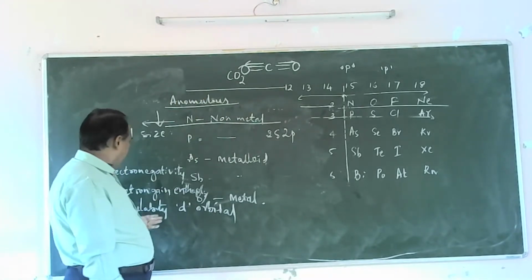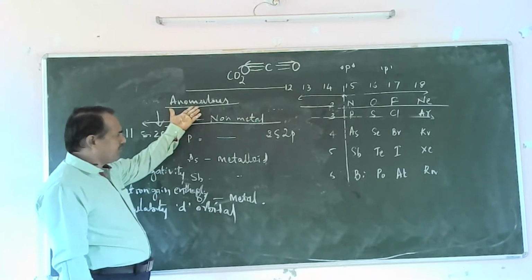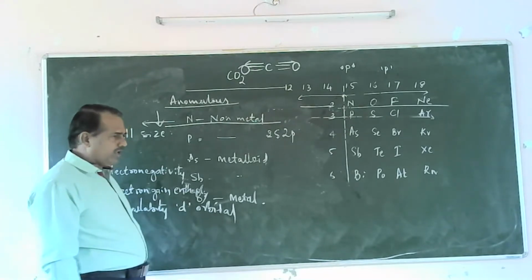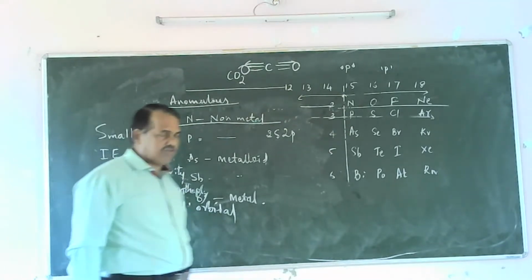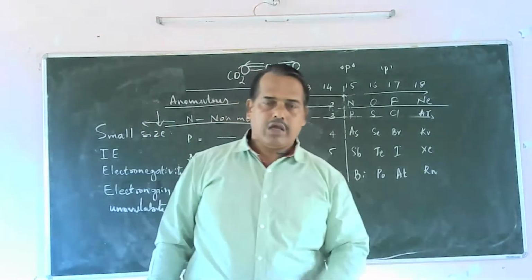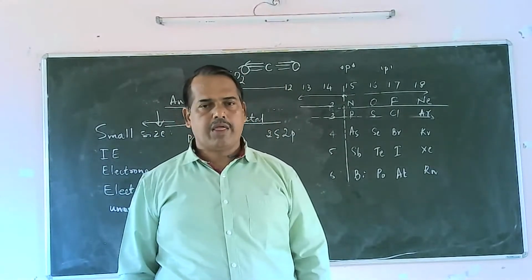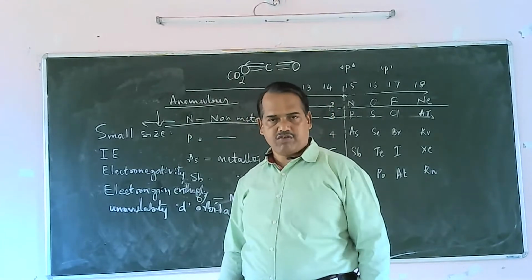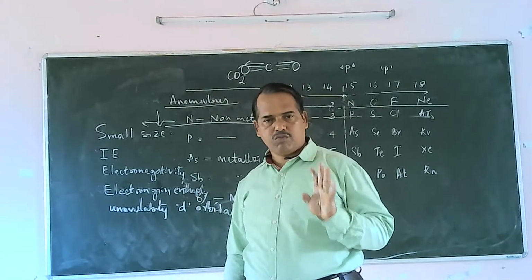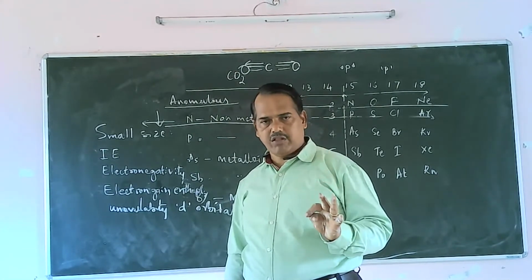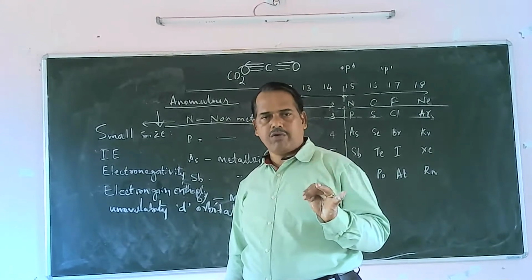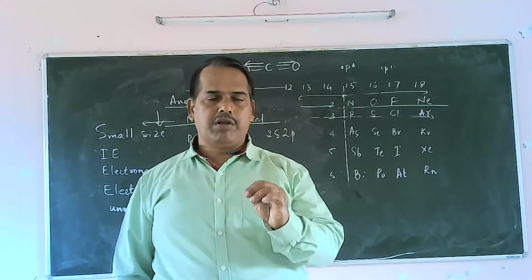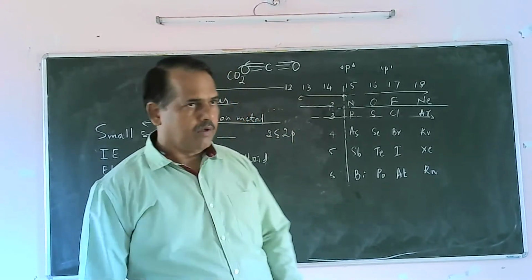So this is an important criterion about the anomalous behavior of nitrogen. Unavailability of the d orbital is one of these 4 characteristics you have to write. Every year we will ask a question about why nitrogen is anomalous with the other group 15 elements. It is due to small size, high ionization enthalpy, more electronegativity, high electron gain enthalpy, and unavailability of d orbital.